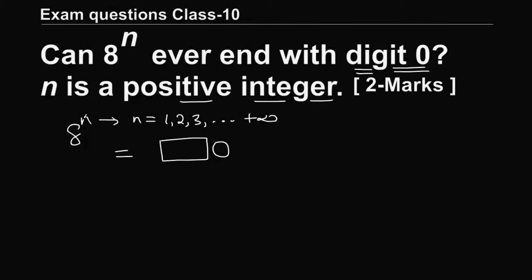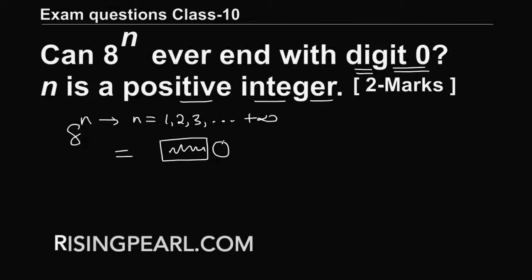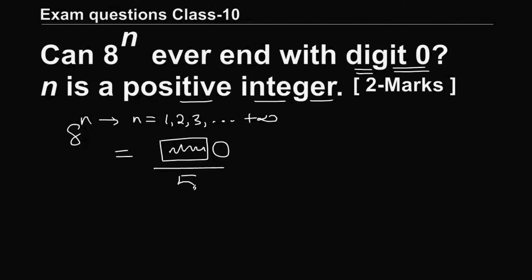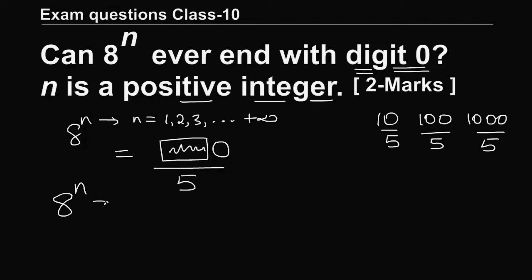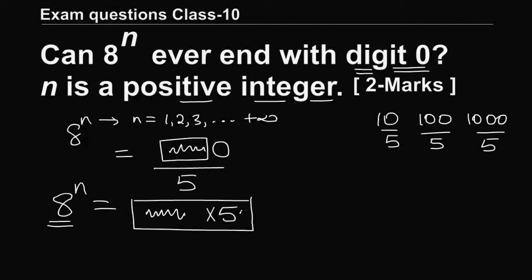So let us say there is such a value of n that will give us some number, and then the digit 0 comes at the end. If this is the case, then we can easily divide this by 5, because we know that whether it is 10, 100, 1000, whenever it ends with 0, we can obviously divide it by 5. So if there is such a number, then that number is divisible by 5. In other words, when we have 8 to the power n, this number must be able to be expressed as something, we don't know what, times 5. Because only then we can get a number that ends with 0.